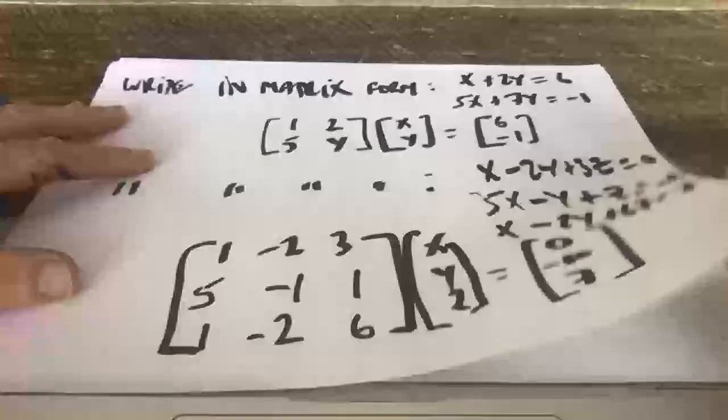Because we've done it here, look. You'll see here, for two equations, two unknowns, you write it this way. Three equations, three unknowns, you write it this way. So here's what you can do.